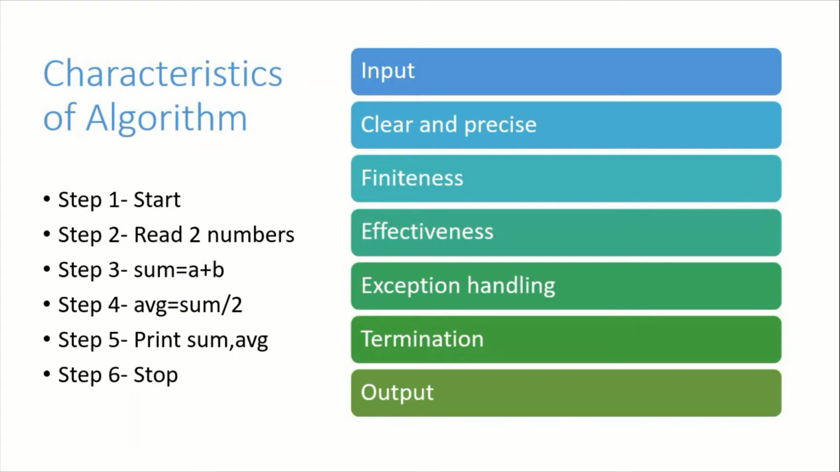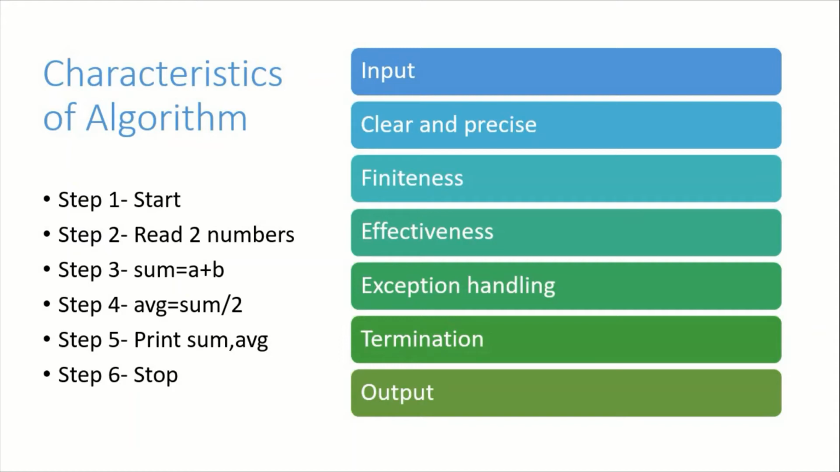The algorithm should also have a mechanism for exception handling. That is, exceptions are nothing but unexpected errors. In this algorithm, step 2 is to read two numbers. While entering values, suppose the user gives the values in text form, then it may not generate the correct output. So, such situations should be handled by the algorithm.